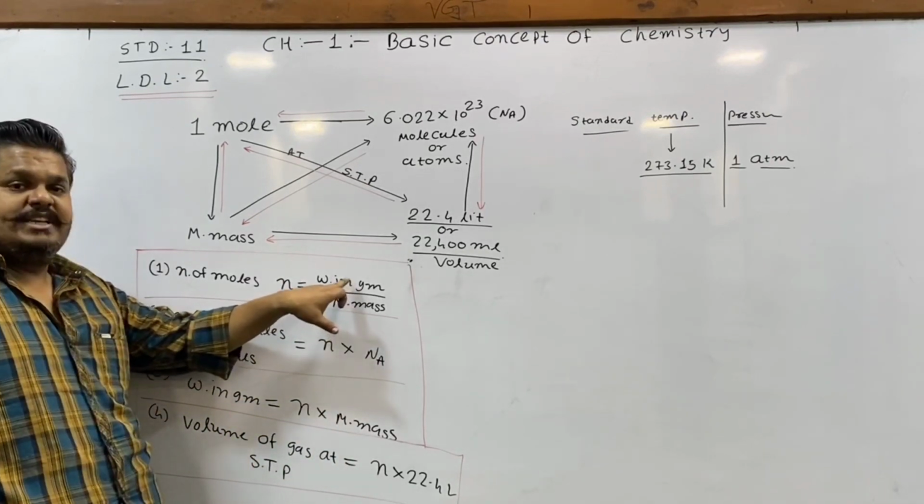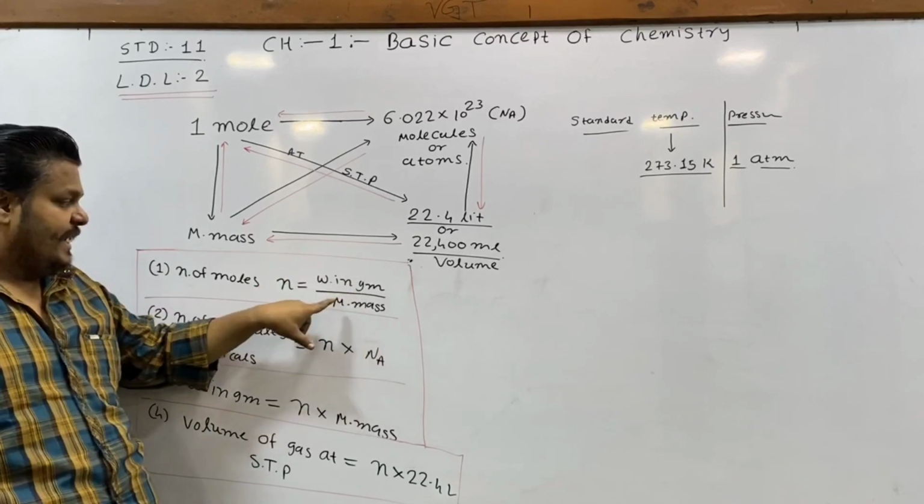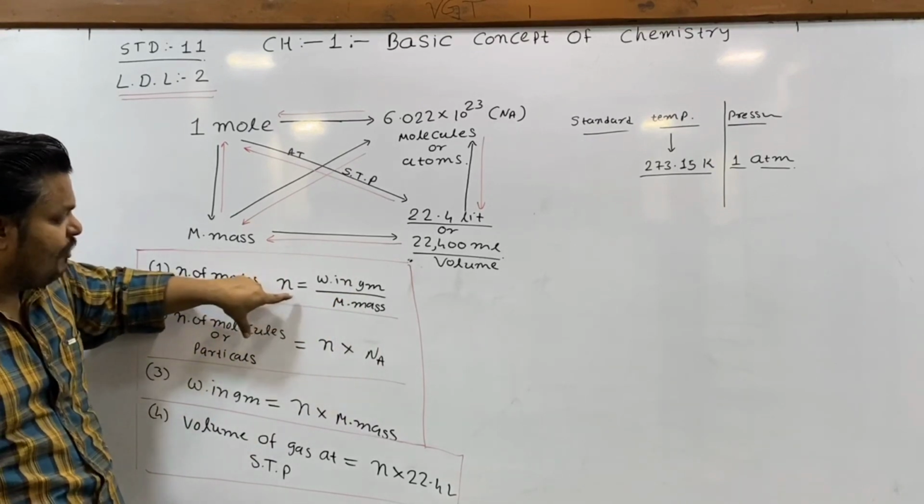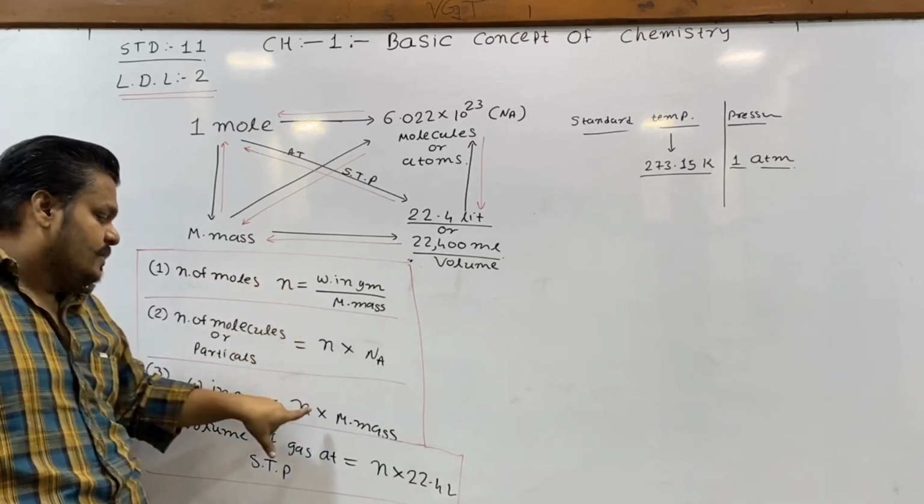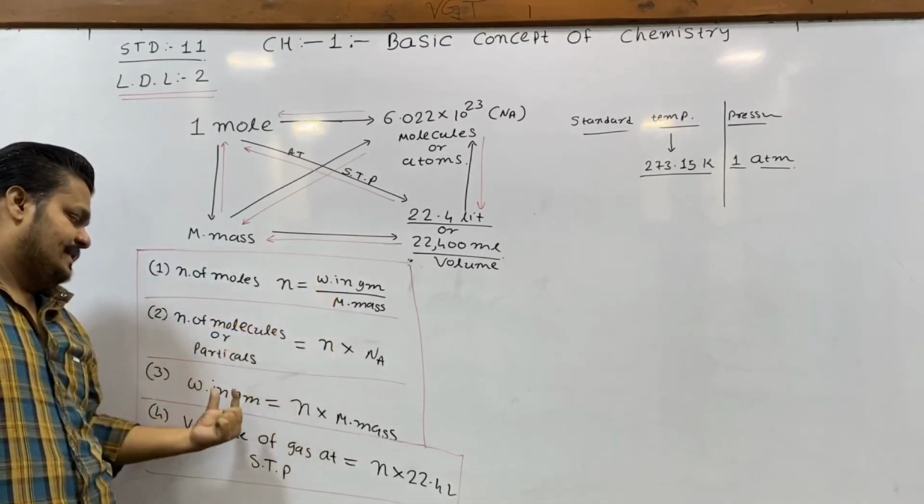Suppose we want to find weight of a substance in gram. Here weight of a substance in gram is a numerator. We'll make it as a subject. Molar mass goes to the multiplication of a number of moles. So N into molar mass is equal to weight of a substance in gram.